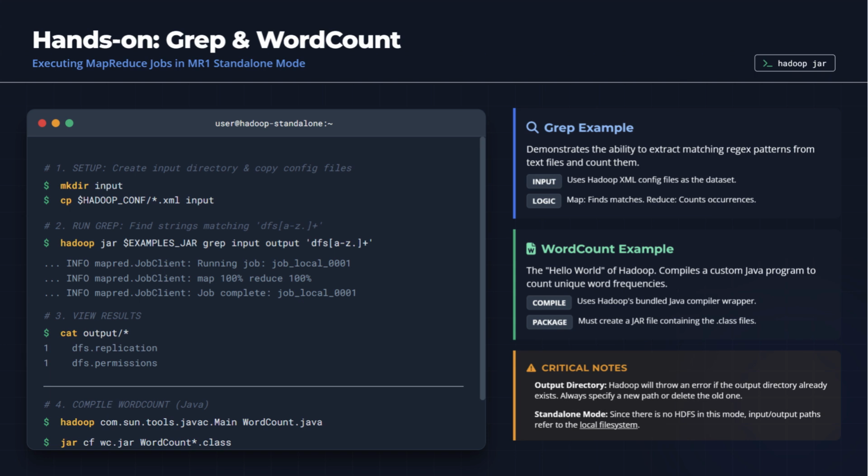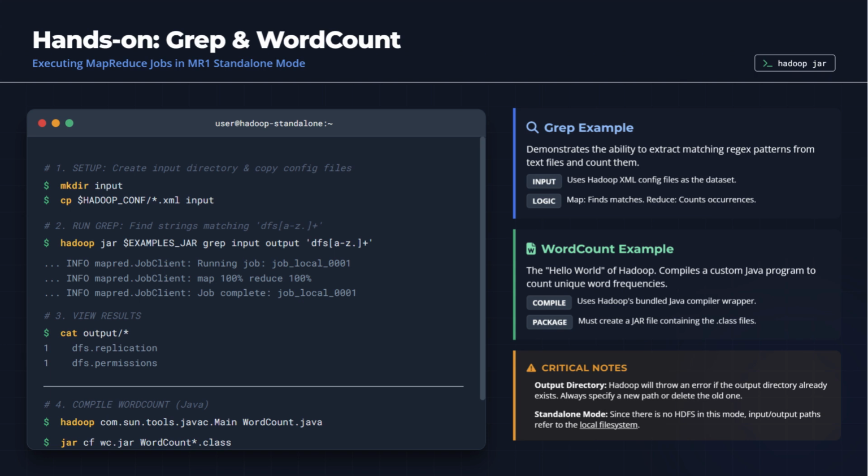A common starting point is the grep example, which uses regex to find and count string matches in XML config files. Then there's the hello world of Hadoop, word count. This involves compiling a Java program, packaging it into a jar, and running it to count unique word frequencies.